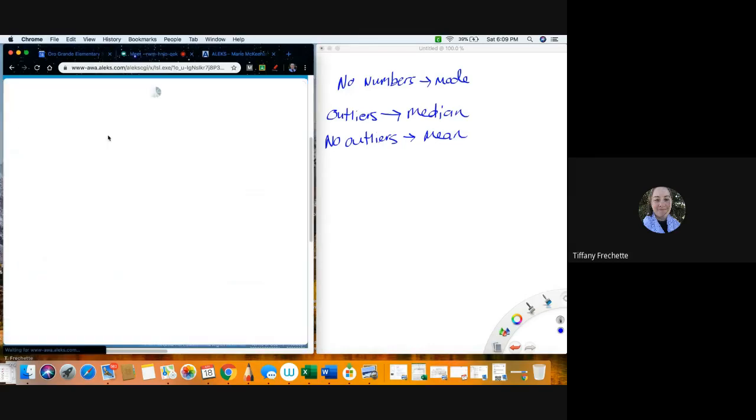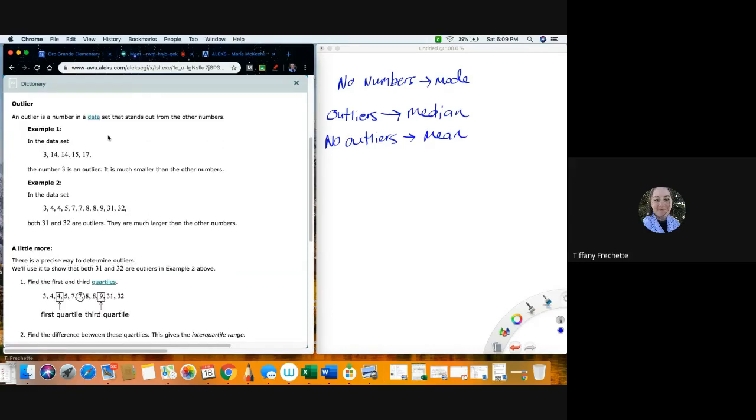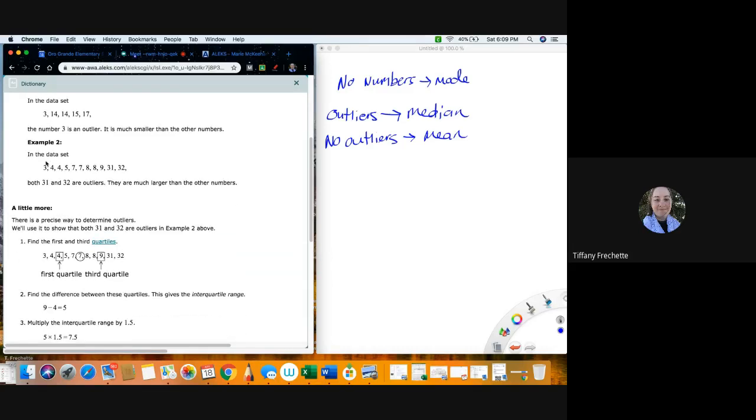So what is an outlier? And if you don't know, you can always click on this. We really haven't talked about outliers at all. So an outlier is a number in a data set that stands out from the other numbers. So here they give us this example one. We have 3, 14, 14, 15, 7. Well, 3 would be considered an outlier because it's so much smaller than the other numbers. And then if we look at the second example, we have a lot of small numbers, and all of a sudden it jumps to 2 large numbers. So these would be considered the outliers.